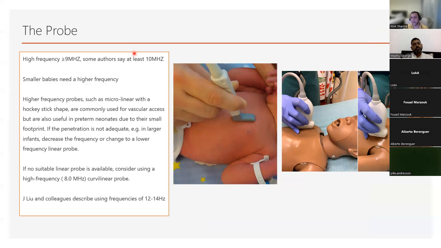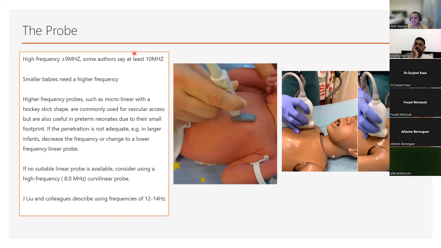Anybody? Okay. Now, can I ask, so how do you choose the frequency of the probe? Anybody? Based on the maturity of the baby and the area I am going to check. Okay, that's beautiful. Excellent. Anybody else?